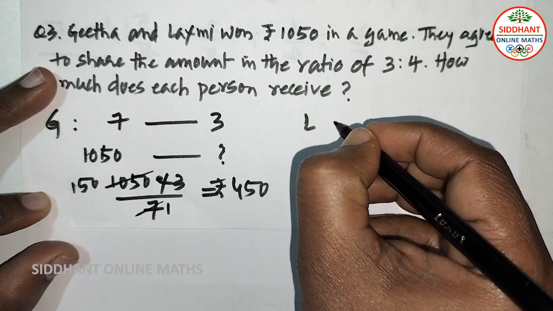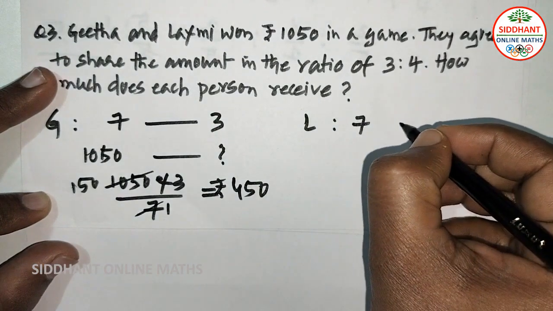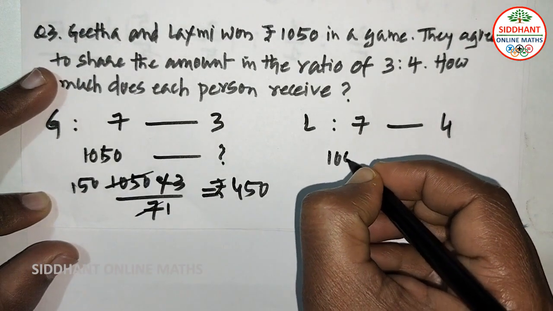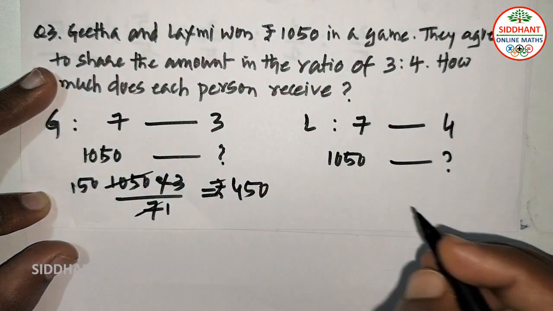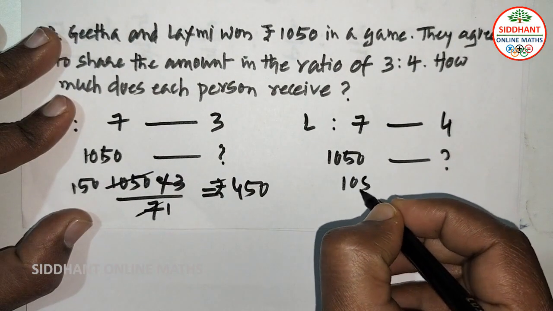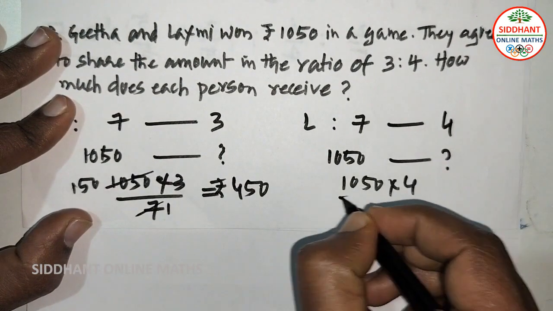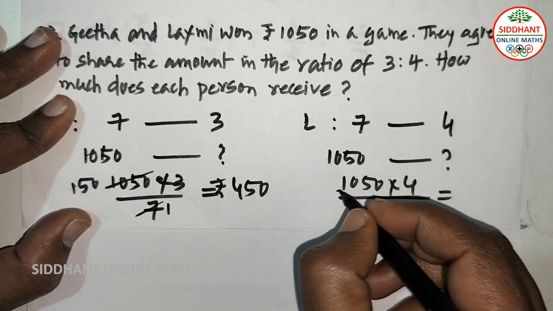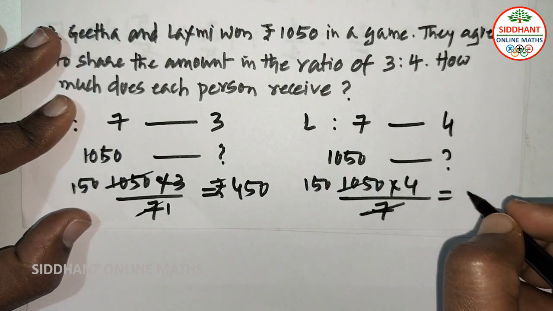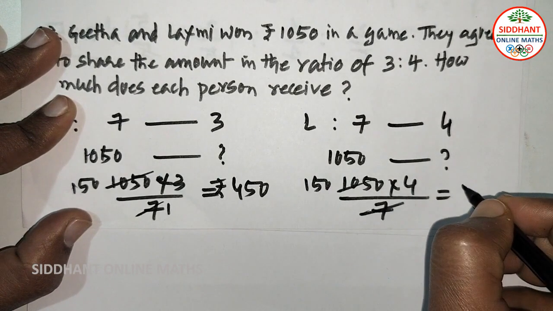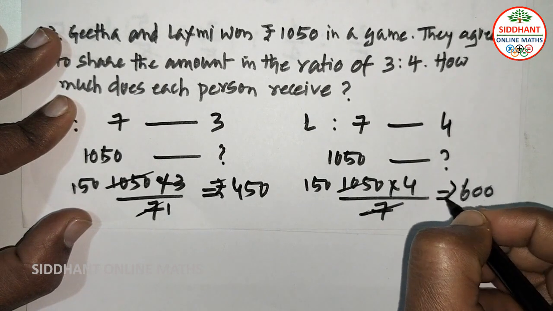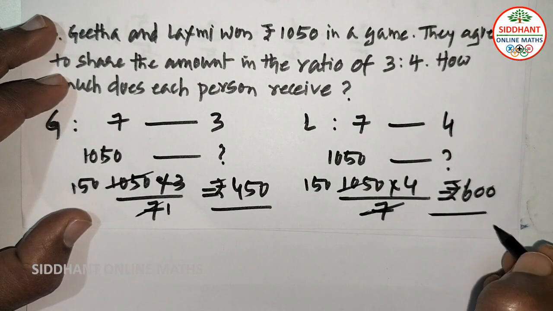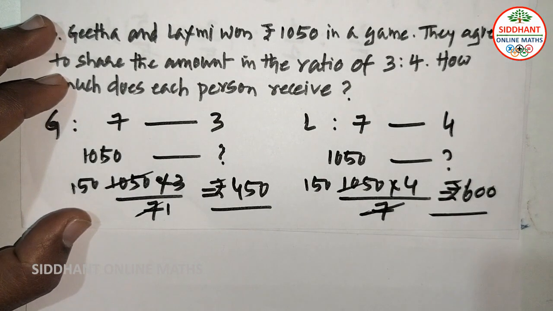Same for Lakshmi, 7 parts are there. Out of 7, 4 parts are for Lakshmi. So from 1050, how much is the amount? That will be 1050 into 4 by 7. Here 7 divides 1050 150 times, and 150 into 4 will be 600 rupees. So Geetha got 450, Lakshmi got 600 rupees.